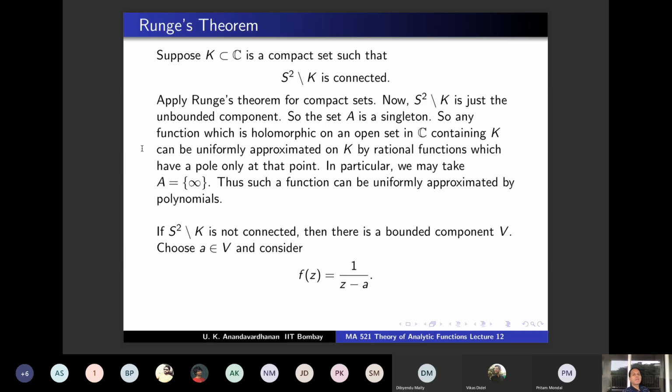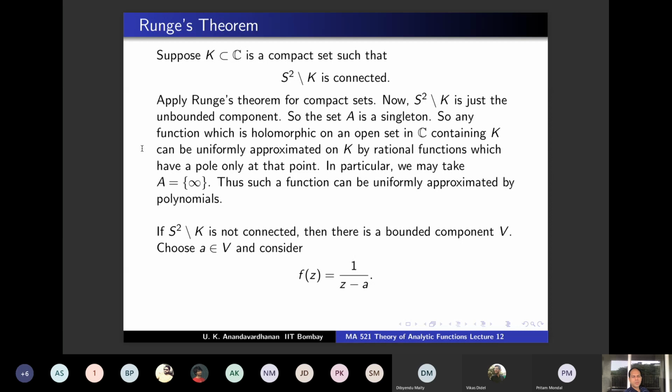So one picture to keep in mind, we will give a general proof of this in the next slide, but the one easy picture to keep in mind is you take the punctured unit disc, punctured at the origin, and you consider the function 1 by z. You want a compact set, so you take a compact annulus centered at 0, and you want to say that 1 by z cannot be uniformly approximated on the compact annulus by polynomials.